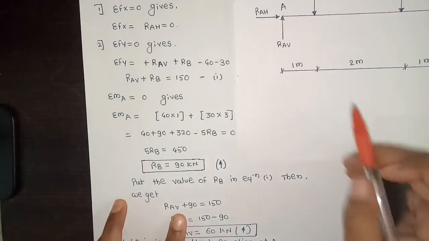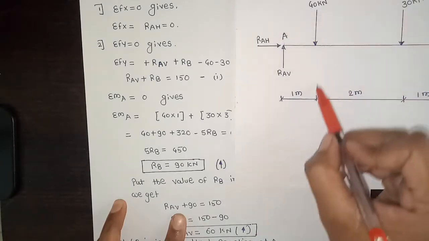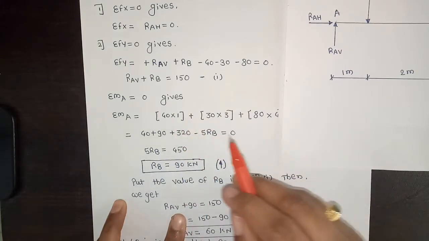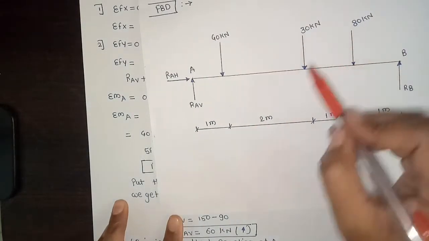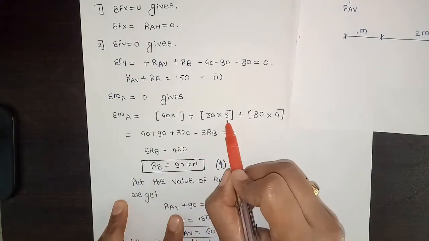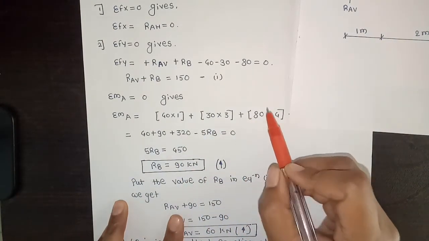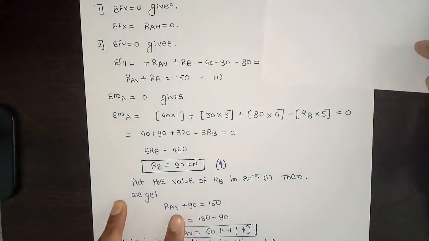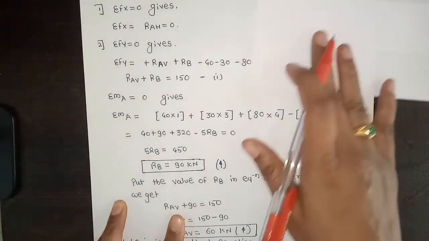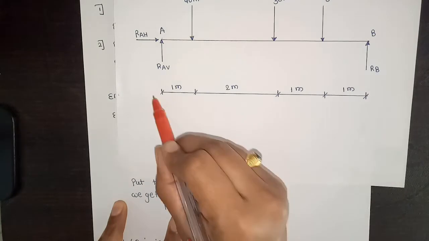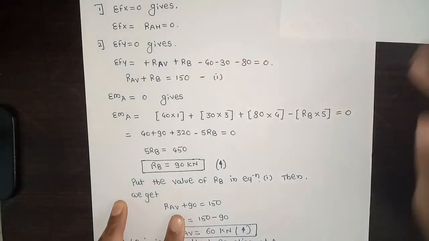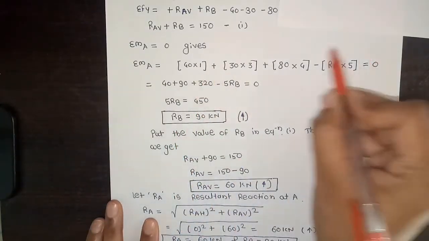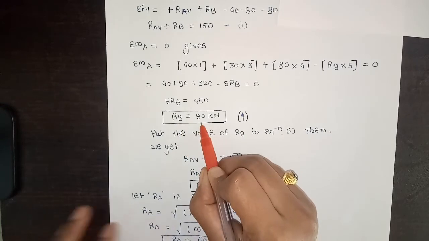So the first force is 40 kN into perpendicular distance 1, so 40 into 1, then plus 30 into 3, then plus 80 into 4, the perpendicular distance, then minus RB into perpendicular distance 5 is equal to 0. Solve this equation, and we get RB is equal to 90 kN.